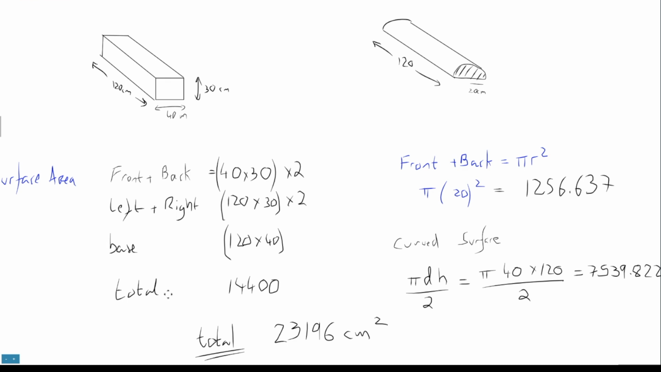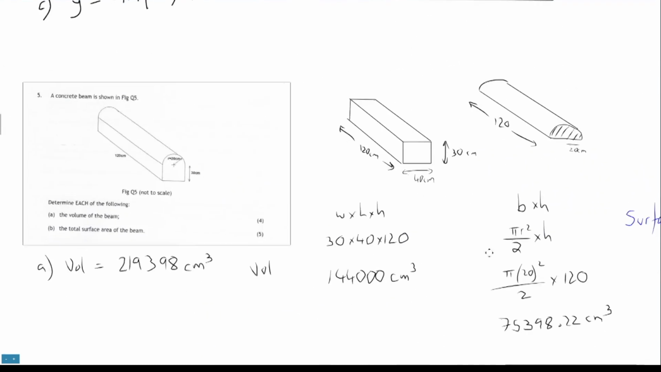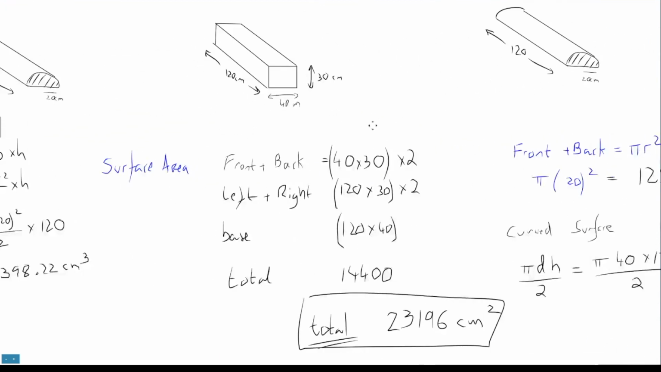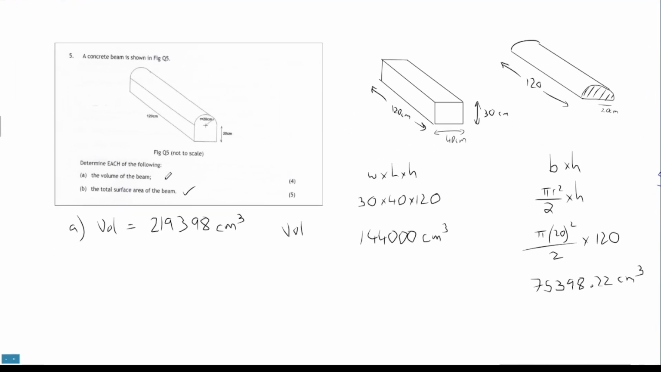So that was part B. That's it. That's the answer. We got it. Let's just go back and check the question. It says the total surface area of the beam. Yes, we got it. We do not need the base of that half cylinder, right? There is another base, but it's stuck on the top. So it's good. We got everything. We got the volume of the beam as well. All right. Next question.